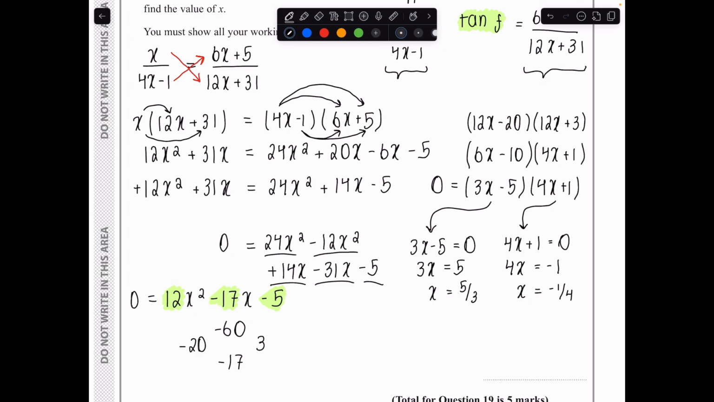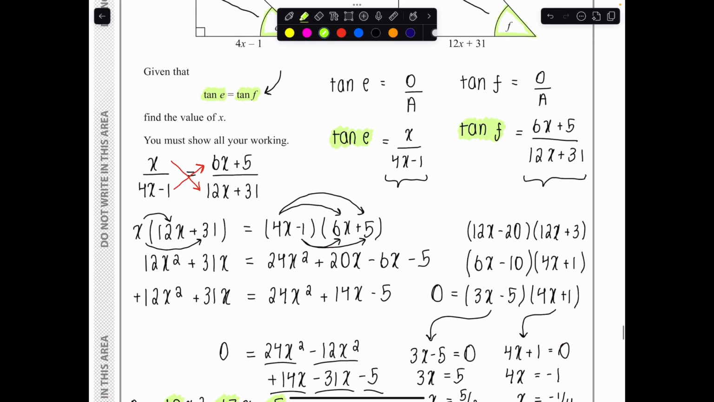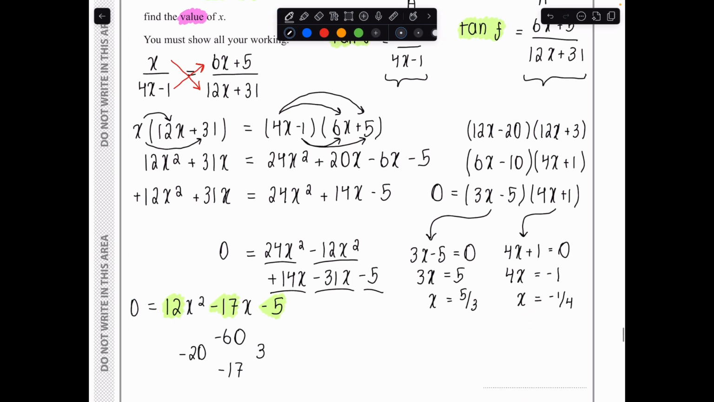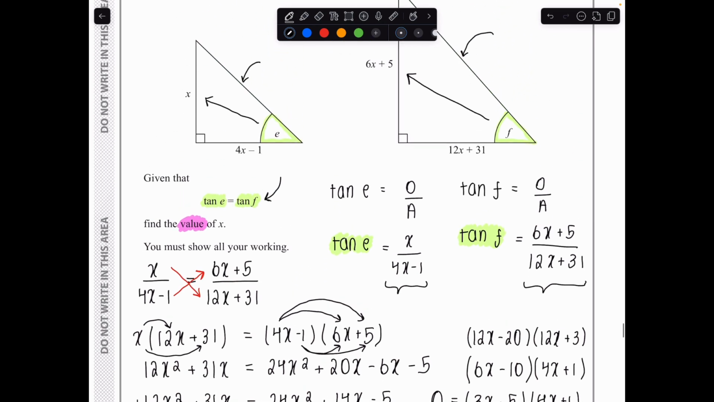So the next question you might be asking from here is, we've got 2 values for x, but if we look back at the question tells us find the value of x. So in other words, there's only one possible value for x. But how do we choose which one? So the key with doing this final step is by looking back at our diagram.